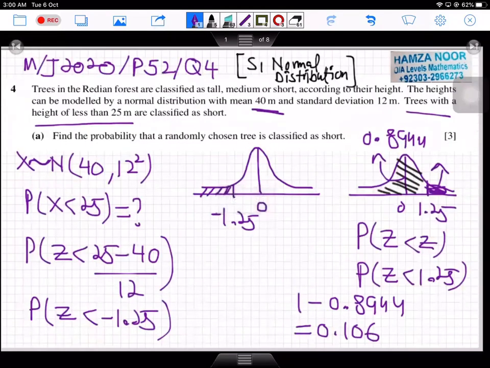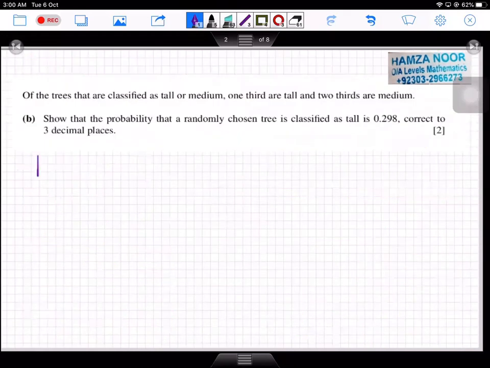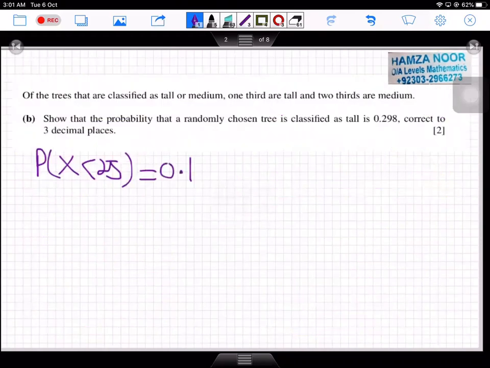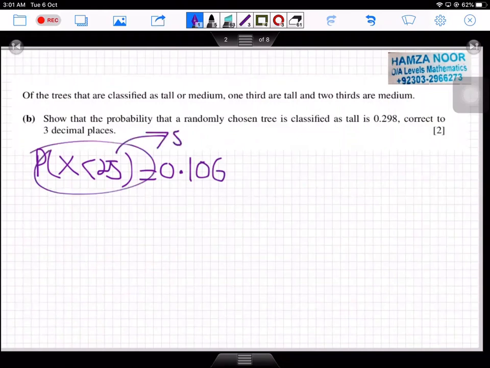One thing you know from the previous part is that the probability that X is less than 25, which you have just calculated, is 0.106. This is basically the probability that a tree is short. So how many total possibilities do we have? We have short, tall, and medium. So if I do 1 minus 0.106, I'll be getting the probability of the tall trees and the medium trees altogether. 1 minus 0.106 is how much? 0.894.